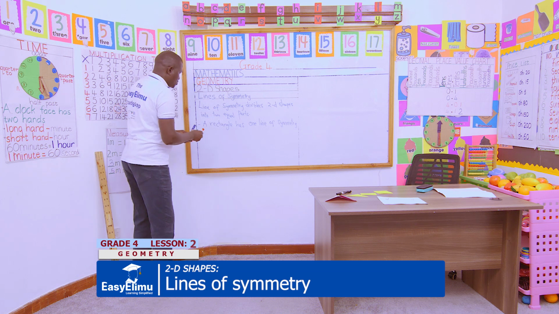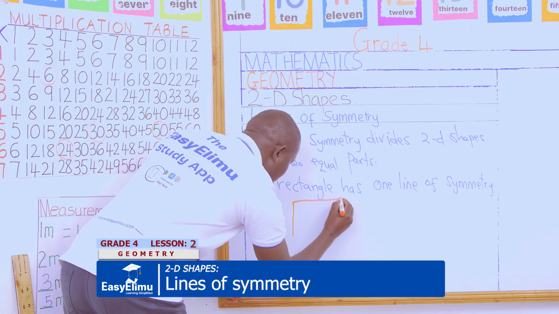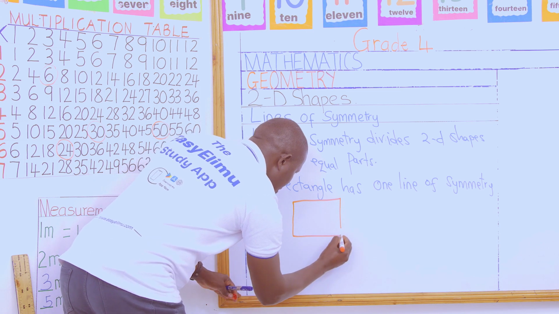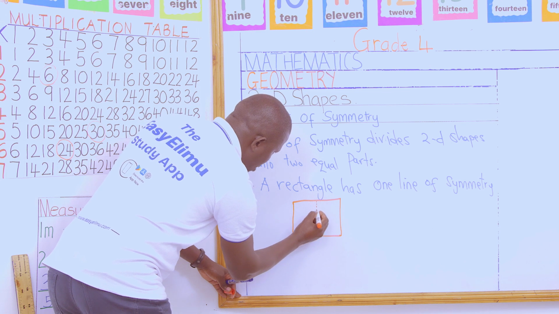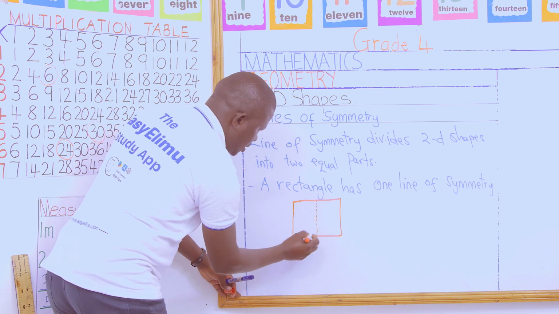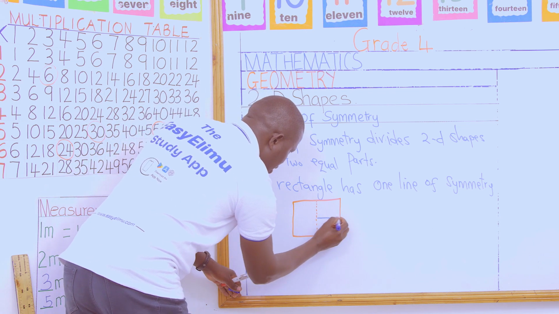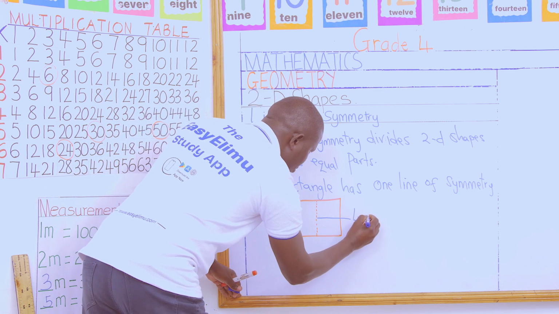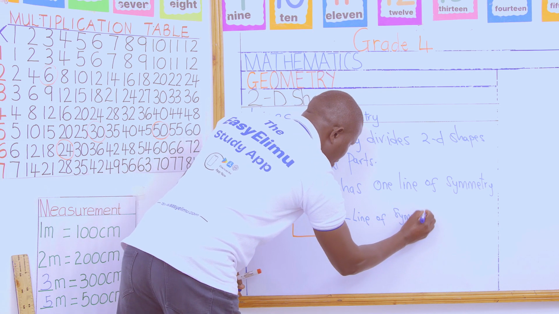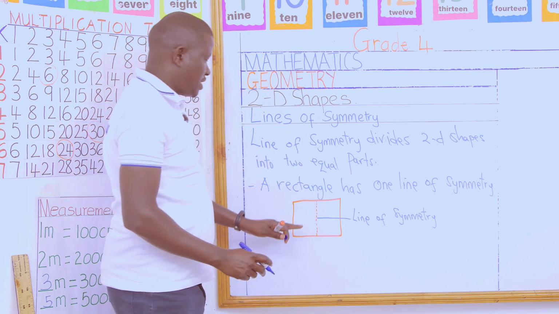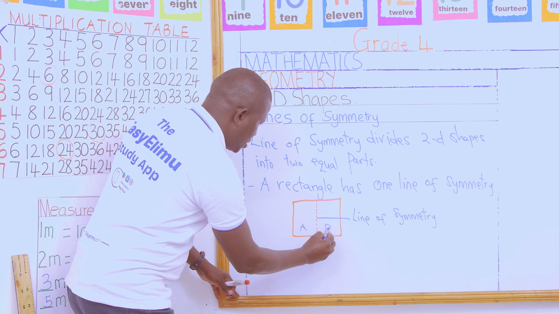Now, if you try to draw that rectangle here to show what we have done earlier, we had something of this sort, and our line of symmetry was somewhere here. So this is the line of symmetry. This line, we call it the line of symmetry. It has divided this rectangle into two equal parts, part A and part B.